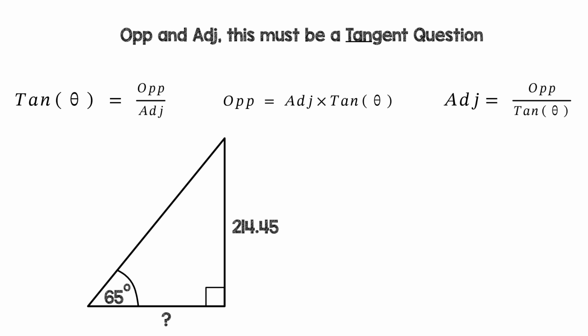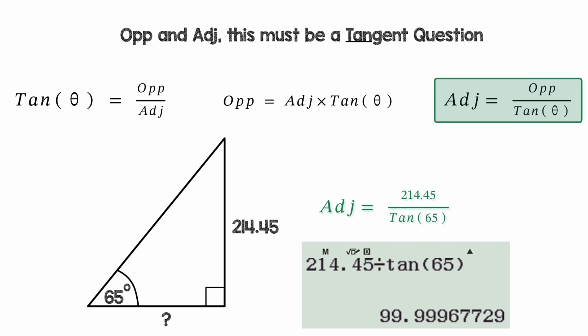Now we're looking for the adjacent side when we know the opposite, so this is still a tan question. So the adjacent is the opposite side divided by the tan of the angle. And if I hadn't rounded the 214.45, that would show 100.